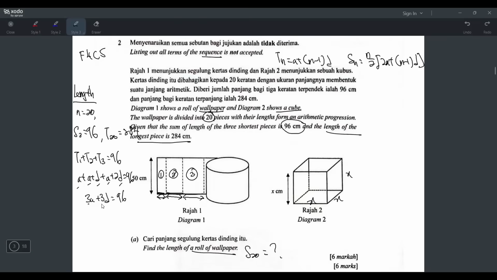But wait, this equation can simplify. All these numbers here can divide by 3. So let's do that. Divide 3 is A, divide 3 is d, divide 3 is 32. So there you have it. That's your first equation. Okay, but there's two unknowns. You don't have your A and D, but it's okay.